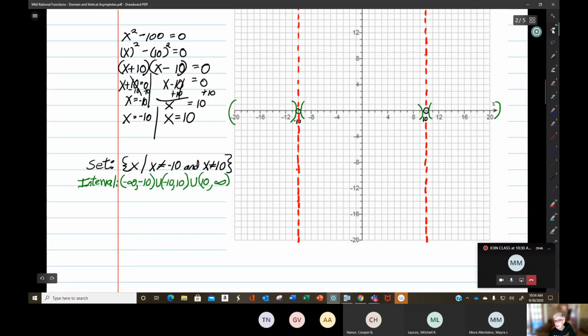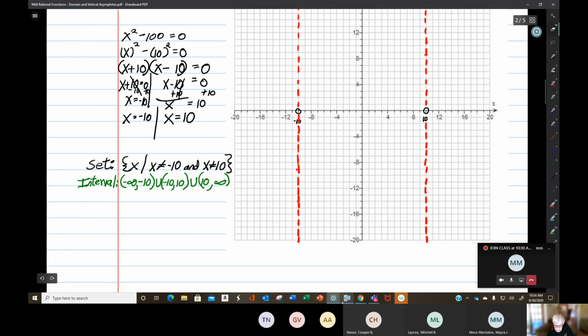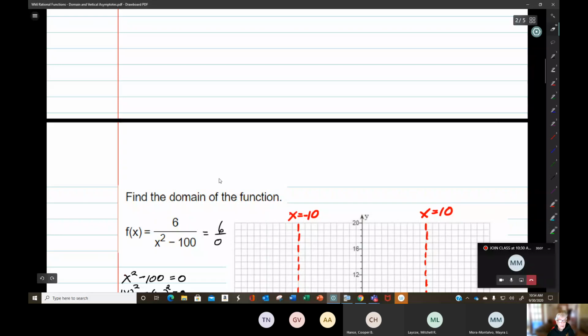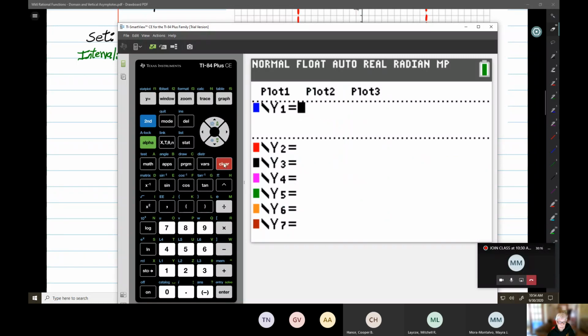Let's look at what the graph looks like. So this is 1 over x squared minus 100. We're going to have 1 divided by parentheses x squared minus 100 and close parentheses. So there I have it, and I'm going to graph.